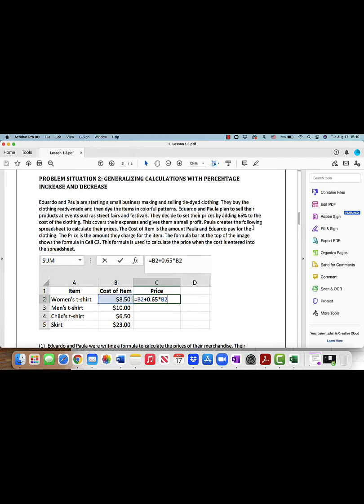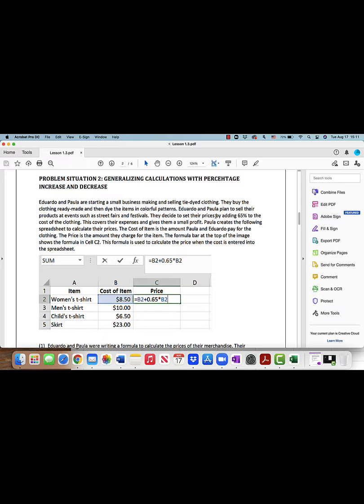Okay, so let's look at the problem situation number 2, generalizing calculation with percentage increase and decrease. So here we have a situation where Eduardo and Paula are starting a small business making and selling tie-dye clothing. They buy the clothing ready-made and then dye the items in colorful patterns. Eduardo and Paula plan to sell their products at events such as street fairs and festivals. They decide to set their prices by adding 65% to the cost of the clothing. This covers their expenses and gives them a small profit.